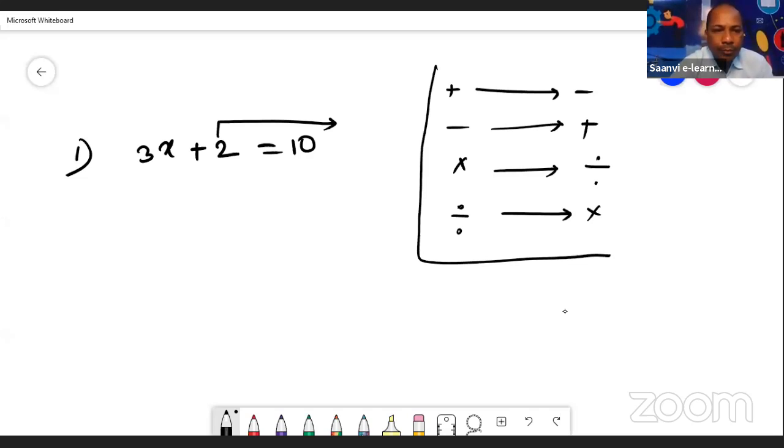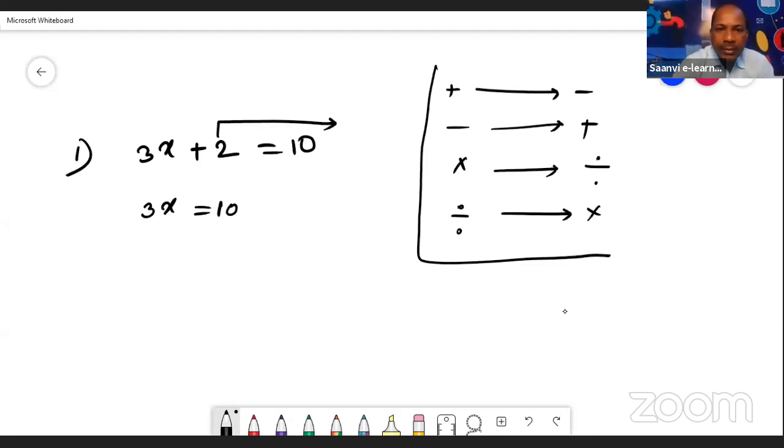Listen carefully. When we are sending the terms from LHS to RHS, LHS means the left side value of the equal symbol, left hand side. The right side value of the equal symbol is called RHS, right hand side. Now we are sending plus 2 from this side to this side. First of all, the given number in RHS should be written as it is. Then after that we send this number this side.